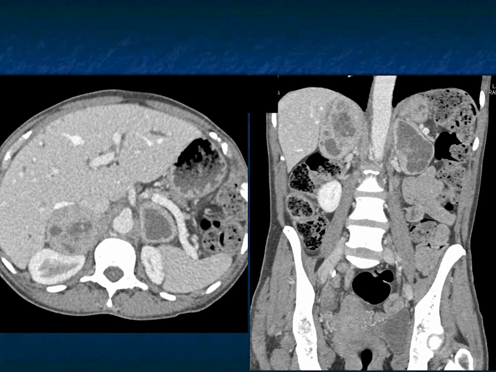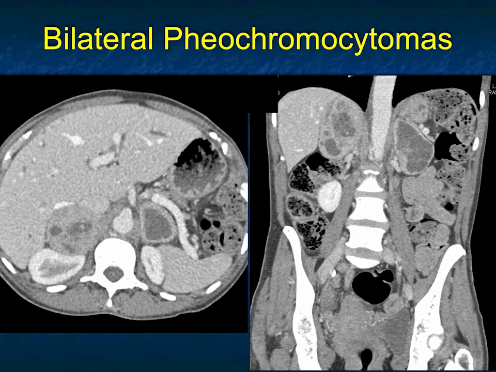Pheos can be cystic or solid. We always think about them as hypervascular. Obviously, you do a clinical history, you look at the metanephrines, and this patient was indeed hypertensive. Now, when we talk about bilateral pheos, if that's what you're considering, it's usually syndromic. Neurofibromatosis 1 is one of the syndromes. We have bilateral pheochromocytomas. This patient actually had neurofibromatosis, and these were, think about it, bilateral pheochromocytomas.